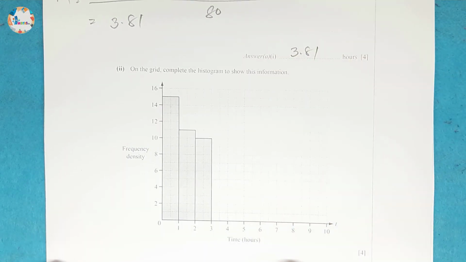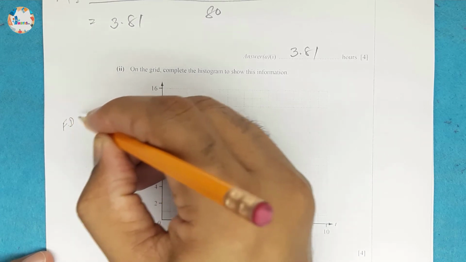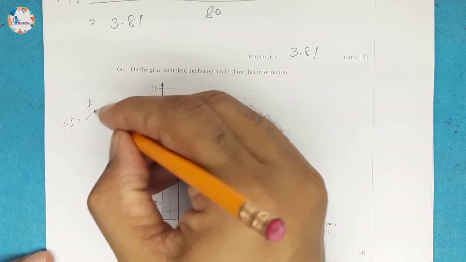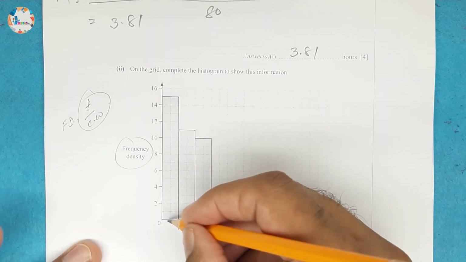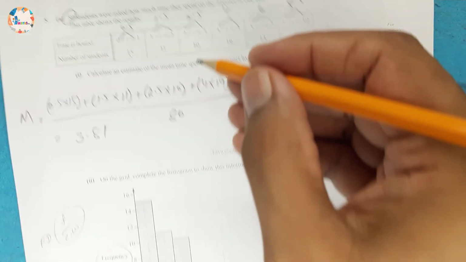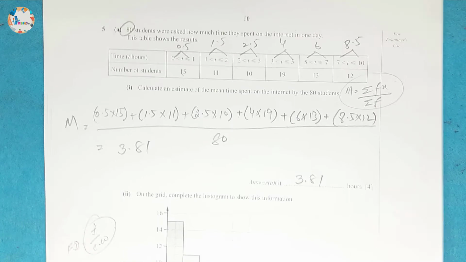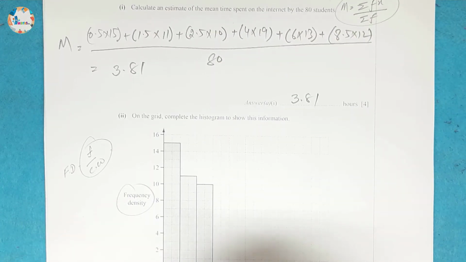On the grid, complete the histogram to show this information. Frequency density, we know this one. We have to show this histogram. Frequency density is equal to frequency divided by class width, and this is the formula we will be using. If we check, these bars are provided. This width is 1, so frequency is 15, so 15 divided by 1 gives 15. The second one is 11, also divided by 1 because the width is 1.